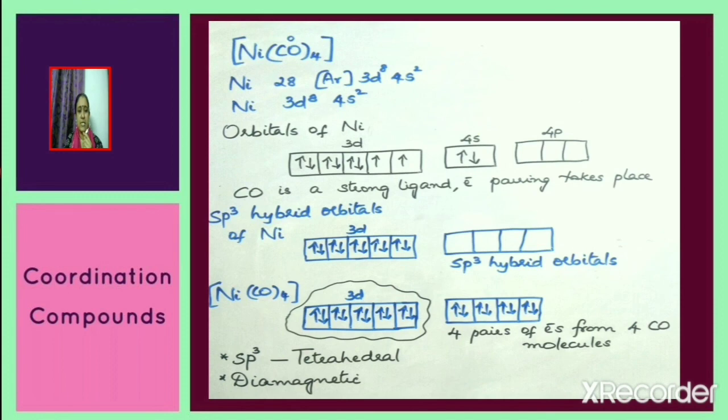Now take the complex Ni(CO)4. The 3d configuration is shown with 10 electrons, and there will be 4 pairs of electrons in the sp3 hybrid orbitals coming from the 4 carbon monoxide molecules. Consider the 3d configuration. No unpaired electrons are present, therefore the complex is diamagnetic. And since it is sp3 hybridization, the complex will be tetrahedral.